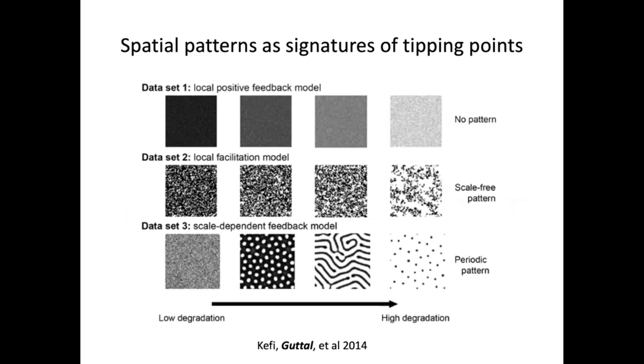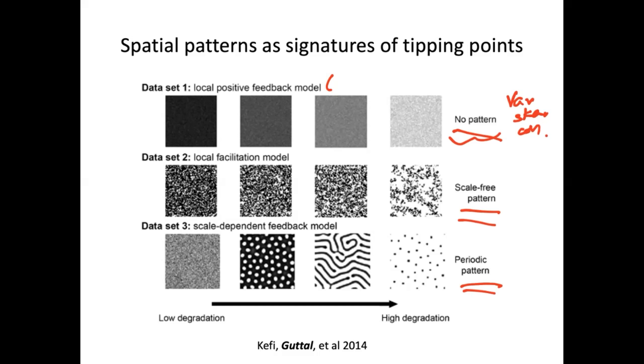So to summarize, this idea of how one can use spatial patterns as signatures of tipping points, I want to emphasize there are three types. First is that of no spatial pattern, and I also showed you empirical evidence. Then you have periodic patterns, and then you have scale-free patterns. When you have no patterning systems, you can use what we call generic early warning signals, such as variance, skewness, and correlations. Those provide early warning signals.